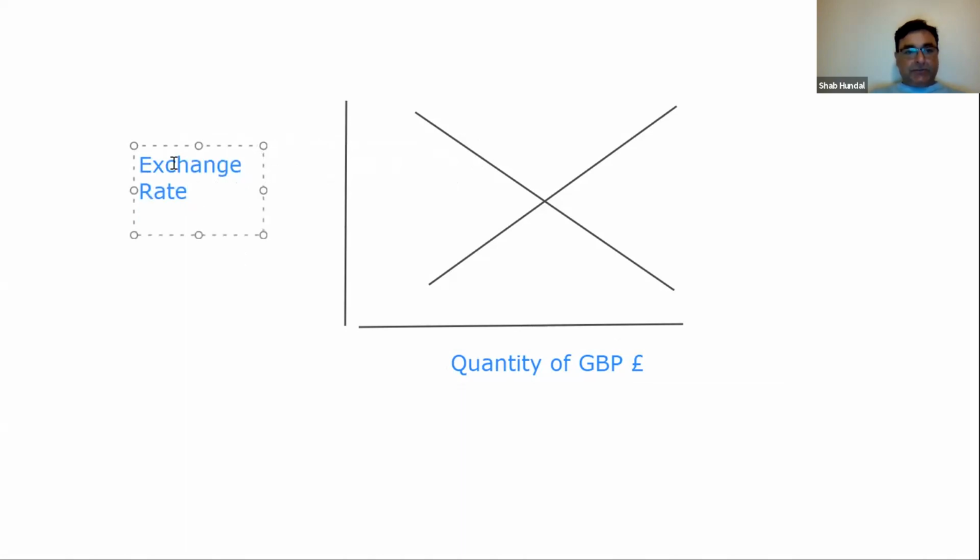And let's say the exchange rate is £1 equal to, let's say, €1.21. And who fixed this price, by the way? The price is fixed by the market mechanism.